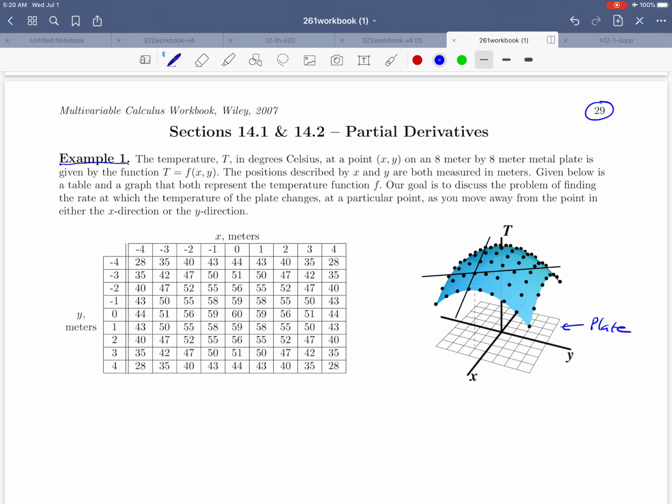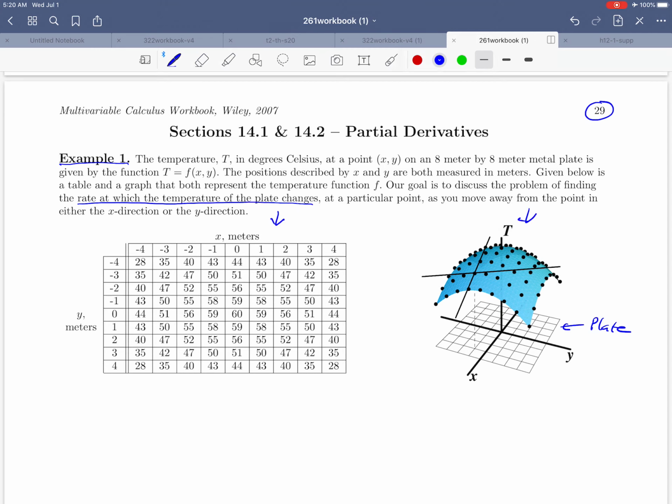Then notice that we're given this function in two forms. There's a table of values that actually tells us the temperature at various places, and then we've got a graph. That gives us the same information just graphically, showing us where the temperature is. And in this problem, our general goal is to describe how we might find the rate at which the temperature of the plate changes.